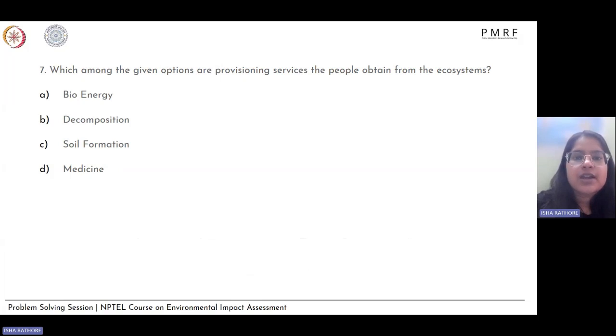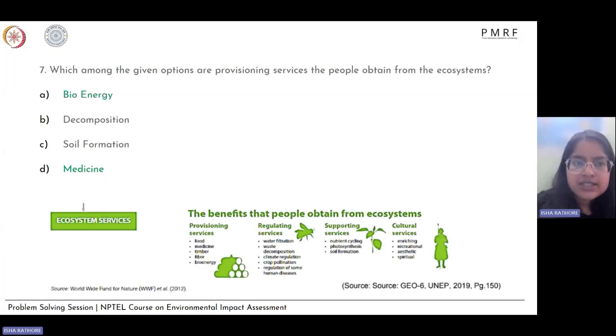Which among the given options are provisioning services that people obtain from the ecosystem? So we have looked at ecosystem services. The options are A, bioenergy, B, decomposition, C, soil formation, and D, medicine. And in the particular ecosystem services, this question is asking for provisioning services, which we get out of the ecosystem. So the correct answer is D, medicine. So provisioning services include food, medicine, timber, fiber, and bioenergy. So A, bioenergy, and D, medicine are the correct answers. So this is a multi-select question.